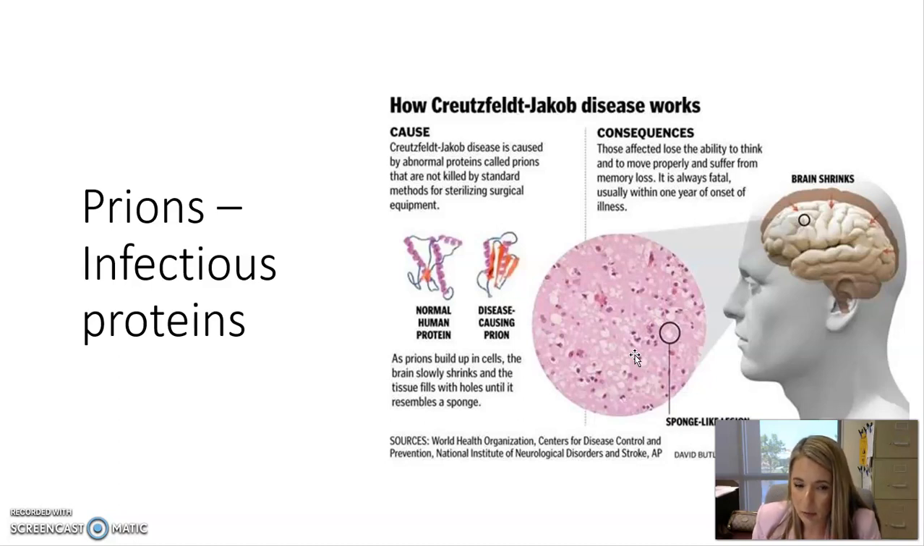But we'll expand more on CJD later on this semester. Right now, I just want you to understand that it's caused by a misfolded prion protein that can lead to brain degeneration.